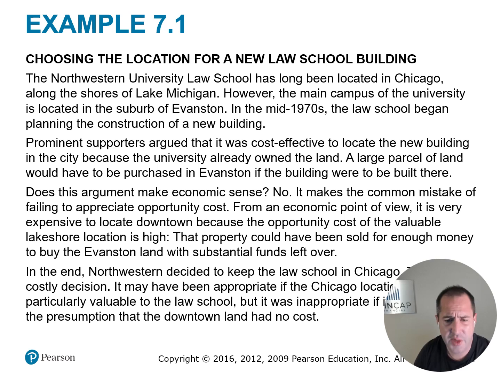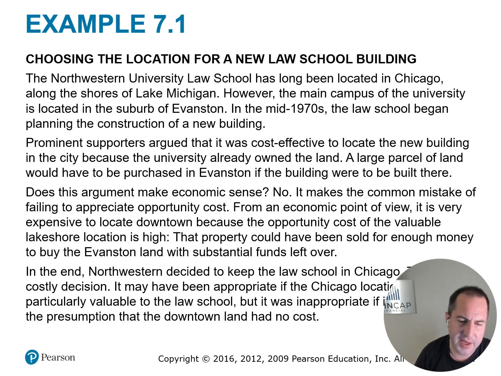Next, location for a law school. Choosing the location for a new law school building. It talks about Northwestern University. The law school has long been located in Chicago along the shores of Lake Michigan. And then effectively, they had a thought about building a new building in a more cost effective area, away from the main campus.